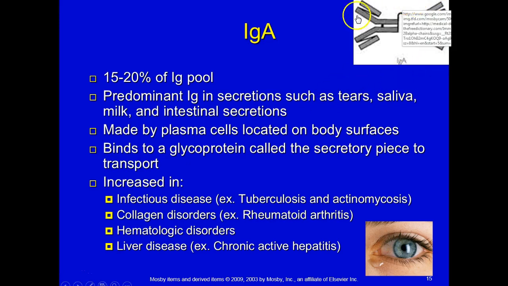So this one's very, very important for making sure you don't get eye infections or any other types of body openings. This one's increased in TB, collagen disorders such as rheumatoid arthritis, hematologic disorders, and some chronic active hepatitis as well.